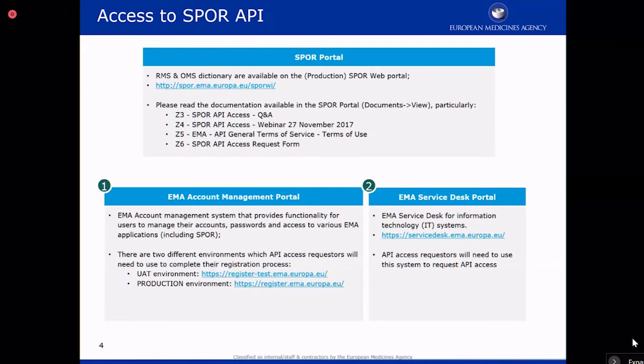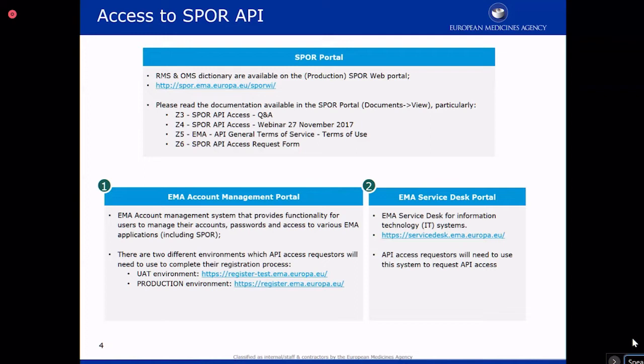A lot of information about the SPOR API is available on the SPOR portal at spor.emea.europa.eu. This is where you find the web UI version of the SPOR system. And there are also the documents under the document view. If you go to document view, you will see a lot of documents, both business and technical, which I really recommend reading. If you are non-technical, the business ones are more important, but for all the developers and the technical people that implement the API, the technical documentation is critical.